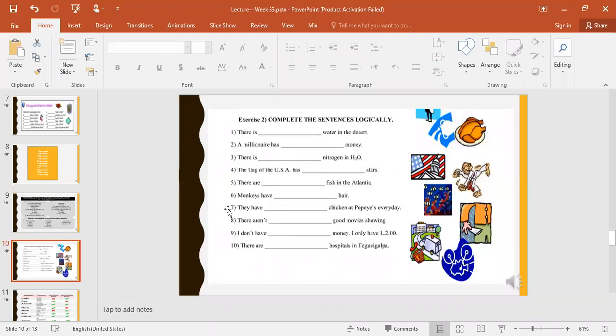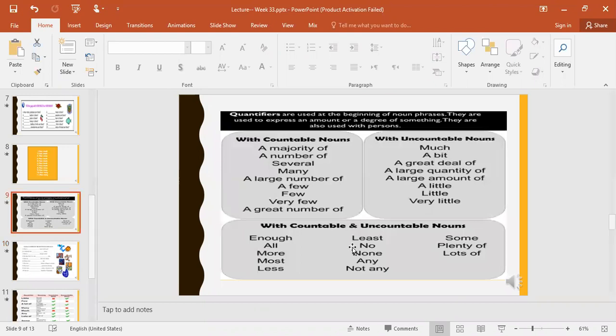A millionaire has money. Based on your knowledge, when a person is a millionaire, it means he has a lot of money or a bit of money. Lots of money. A lot of money. Is money a countable or uncountable noun? It's countable. Countable. So I go to the quantifiers and I look at the countable nouns.